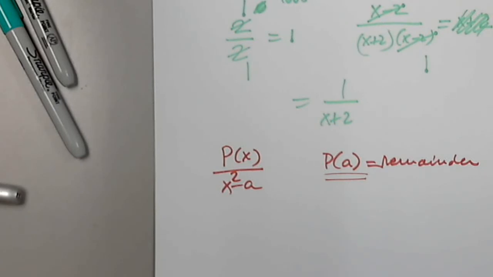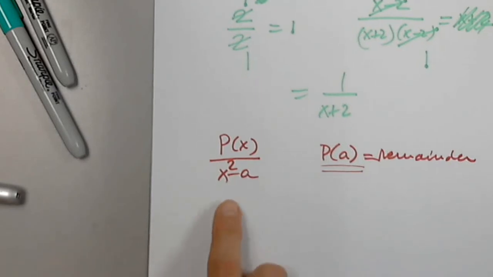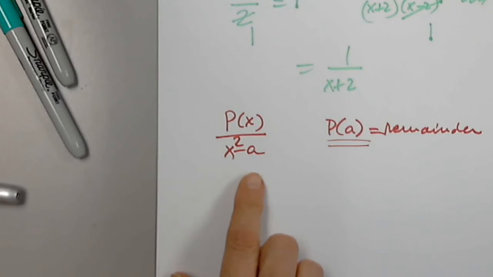Isn't this the remainder thing right here? Yes, this is what we just did, P of a. I just thought you said the remainder thing works if the synthetic division works. I changed it. You probably didn't look. I changed this to x squared minus a all of a sudden in the middle of my sentence. I'm sorry, you didn't see it. It wasn't meant to be that way.